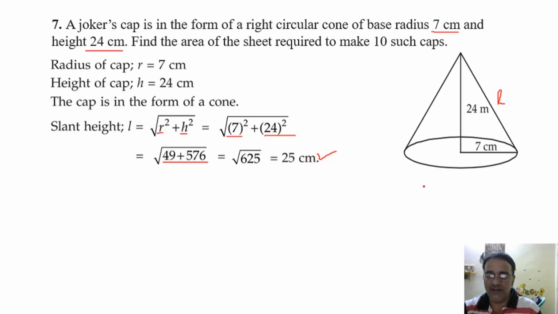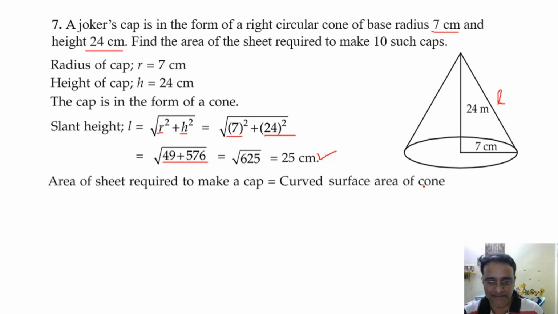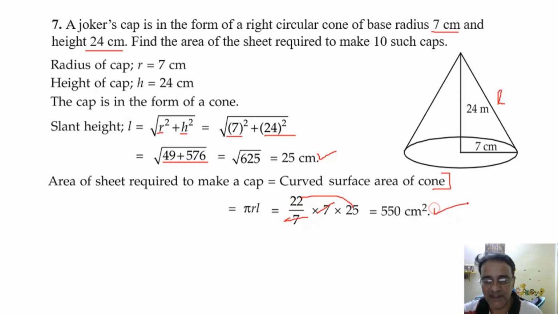So now we'll start with our step: area of sheet required for one cap. CSA, curved surface area of cone. What is the formula of CSA of cone? Pi r l. Right. So 22 upon 7 into 7 into 25. So 7 cancels and we are getting 550 centimeter square. This is the area of sheet required for one cap.